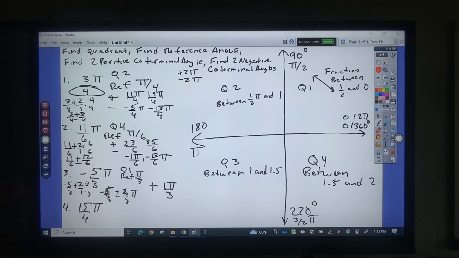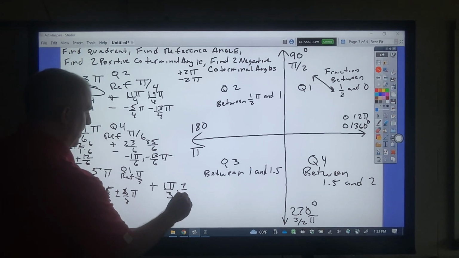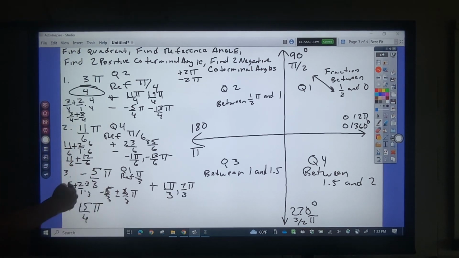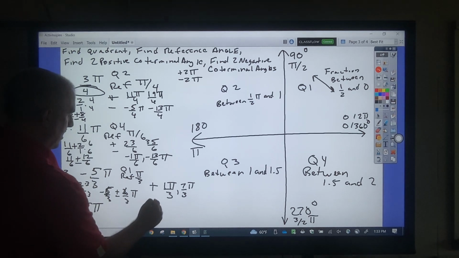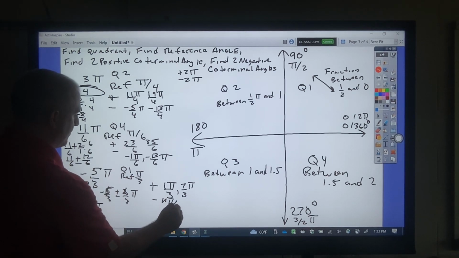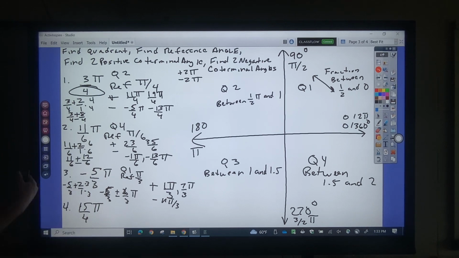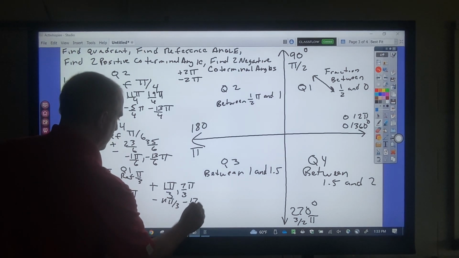One of the positive ones is that. I would add another one, that would be 7 pi over 3. Then I would subtract. Subtract 6 pi, that would be negative 11 pi over 3. Subtract another 6 pi would be negative 17 pi over 3.